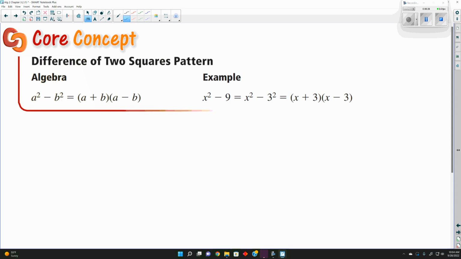What we're looking at today is the difference of perfect squares. Whenever we have two perfect squares, a squared and b squared, whenever these two terms here are perfect squares, it's going to factor in the form of a plus b times a minus b, where a is the first term and b is the second.